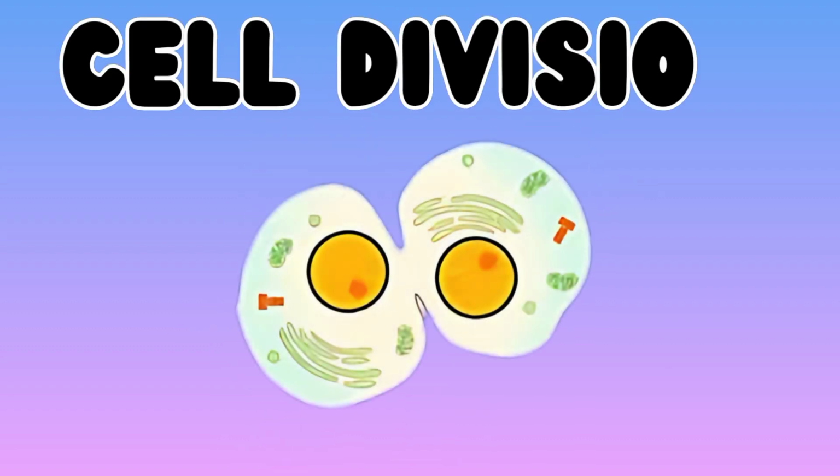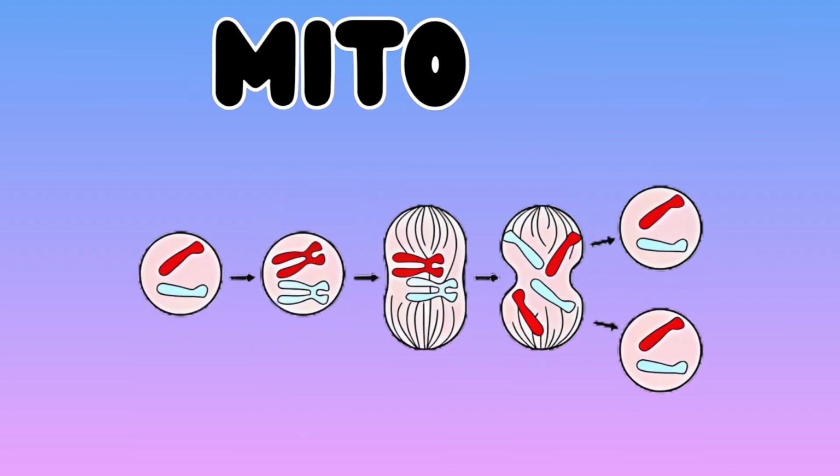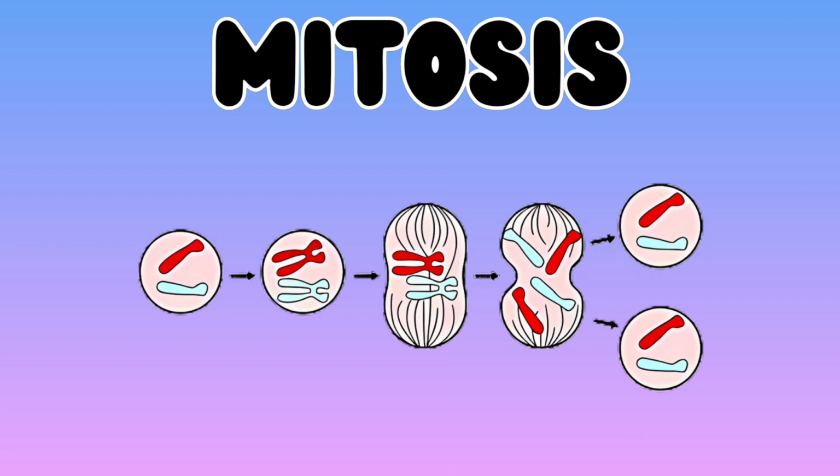Cell division. Cell division is the process by which a cell duplicates its genetic material and divides into two daughter cells. There are two main types of cell division: mitosis and meiosis. Mitosis. Mitosis is the process of cell division that results in two genetically identical daughter cells. It is used for tissue repair and growth.